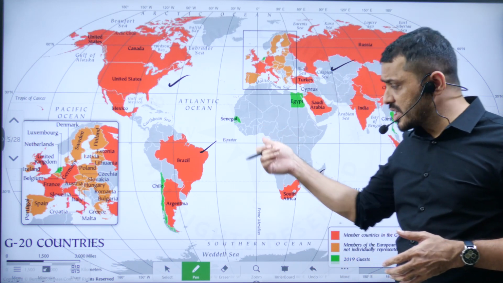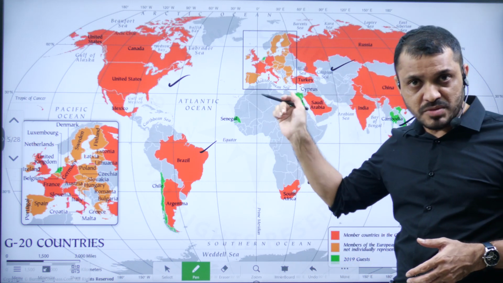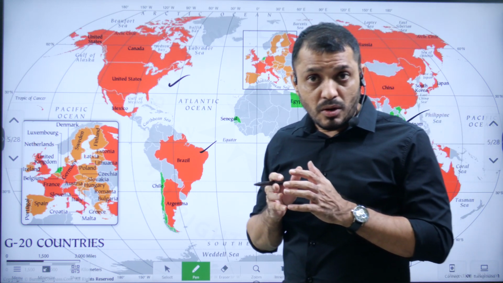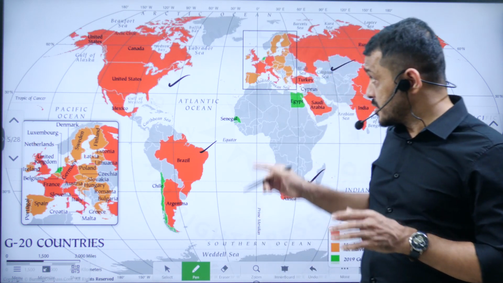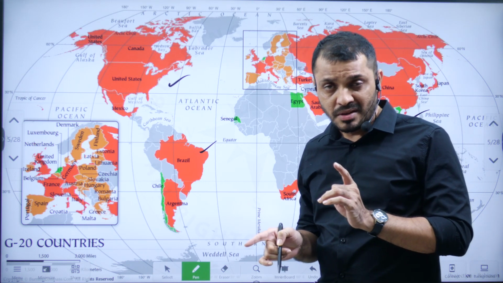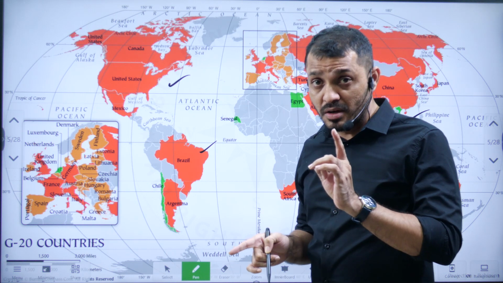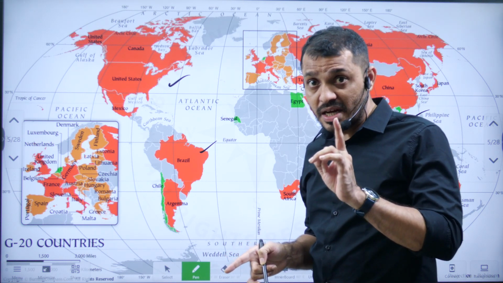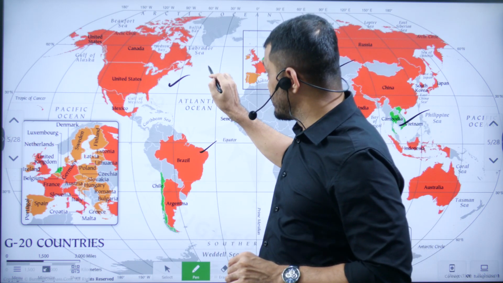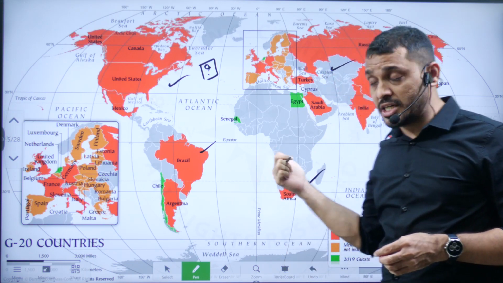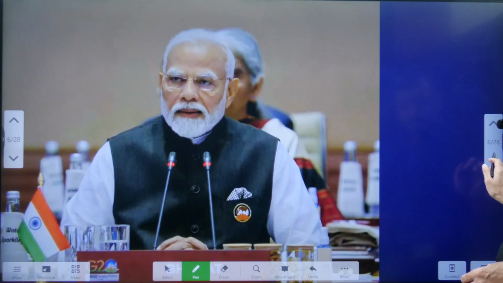And now the African Union has been given permanent membership in the G20. Before the African Union, only one organization, the European Union, used to have permanent membership in the G20. This year is very remarkable. One is that new members were added into the BRICS. If you remember, tell me students, which are the new members added into the BRICS? And new members have now been added into the G20 as well.